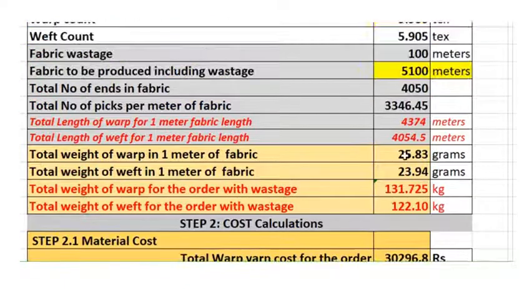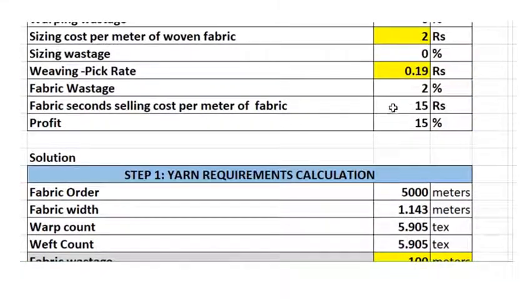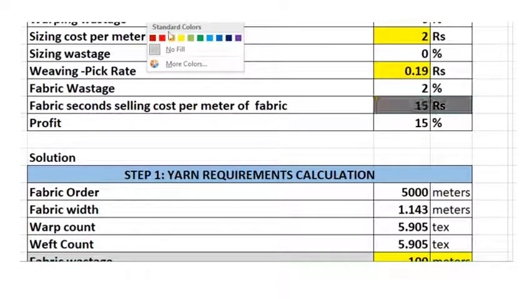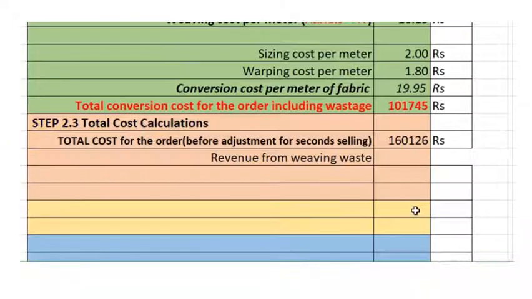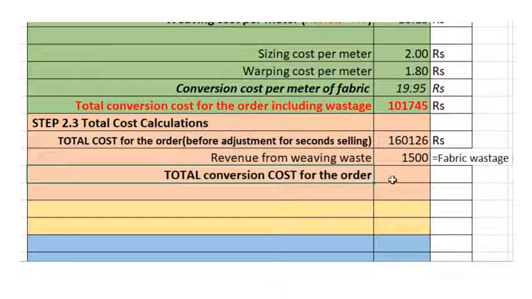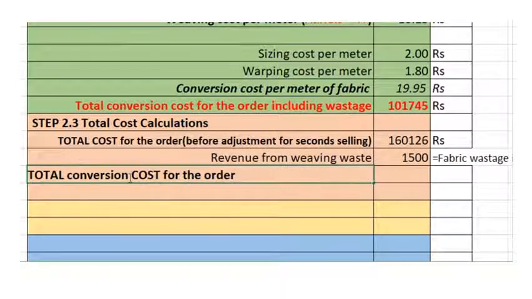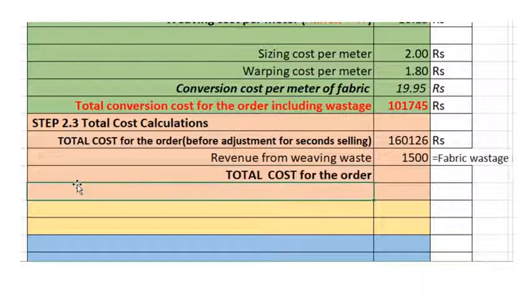So revenue from weaving waste. Weaving waste, we have calculated already the fabric wastage. So 100 meters of the fabric is wasted, and the second selling price is rupees 15. So 15 into 100, we get 1,500 rupees as revenue. So fabric wastage in meters into fabric second selling price is the formula.